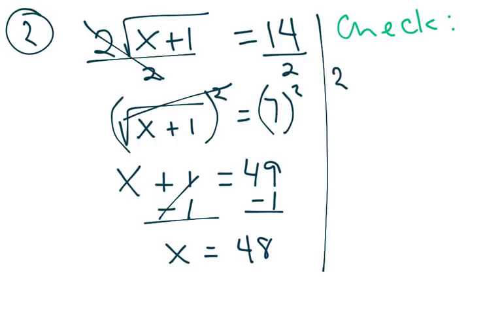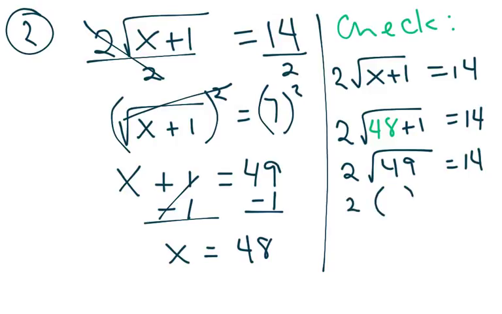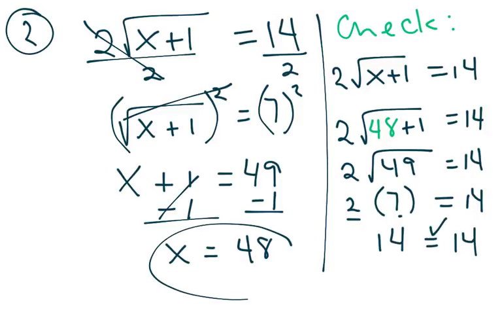So I go back to my original equation. Everywhere there is an x, I am now going to plug the 48 from when I solved it. So we have to do what's under the radical first. 48 plus 1 is 49. Now we have to take the square root. Square root of 49 is 7. Now notice I put it in parentheses so that we can remember we are multiplying the 2 and the 7. So 2 times 7 is 14. That does equal 14. So this is my solution. Okay, nice and easy. Let's do example 3.